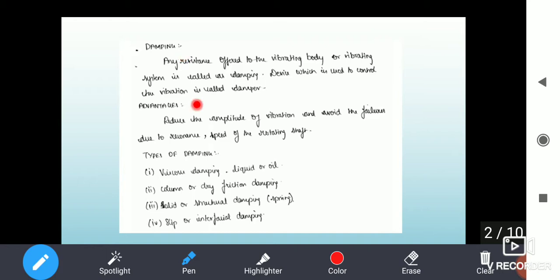So we will be seeing a few advantages of damping. Actually, damping reduces the amplitude of vibration and avoids the failure due to resonance. Speed of rotation of the shaft is also reduced. So these are the advantages of damping.